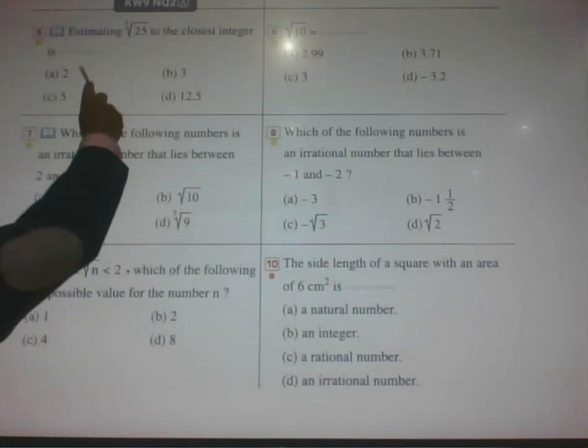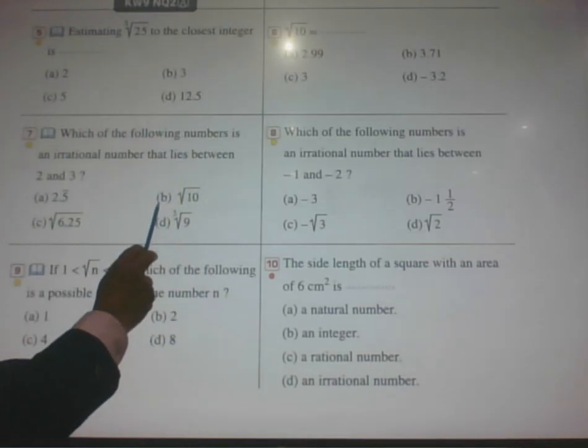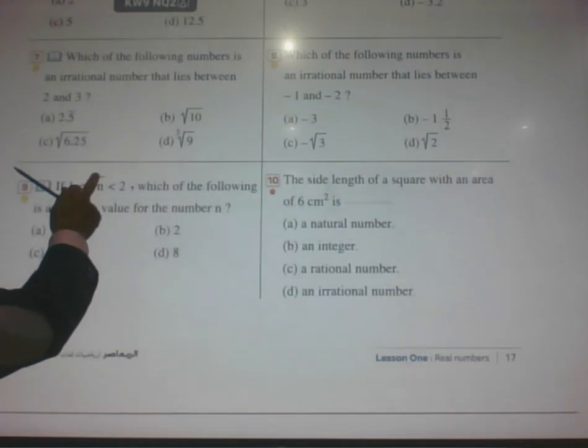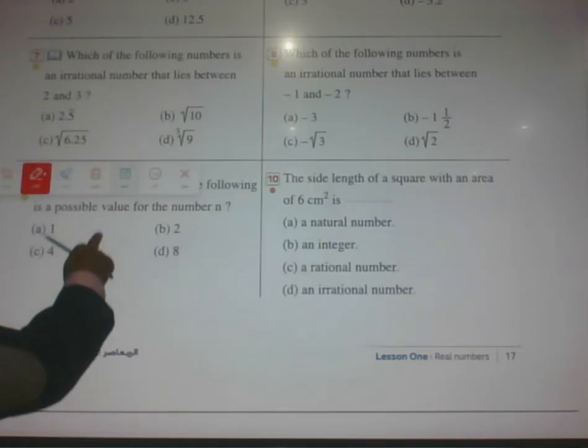Number 7. Estimating cubic root of 25 to closest integer. Okay, we solve the question. Question 7: which of the following numbers is an irrational number that lies between 2 and 3? What is the irrational number that lies between 2 and 3? You can ask it yourself.